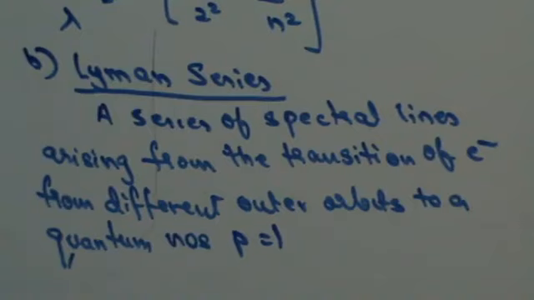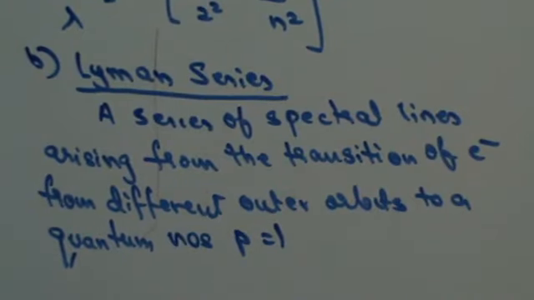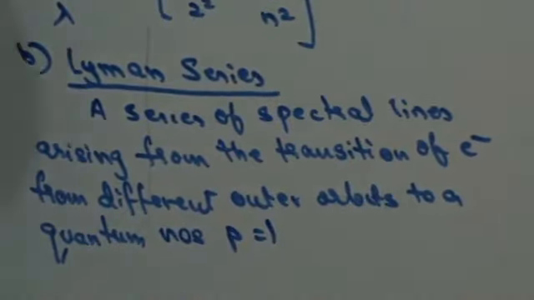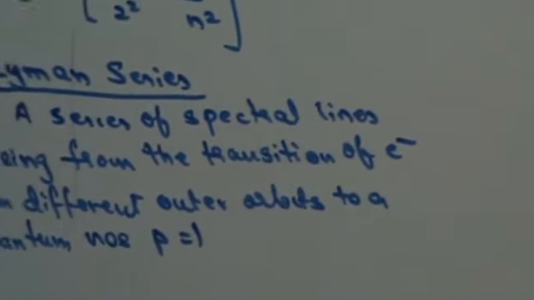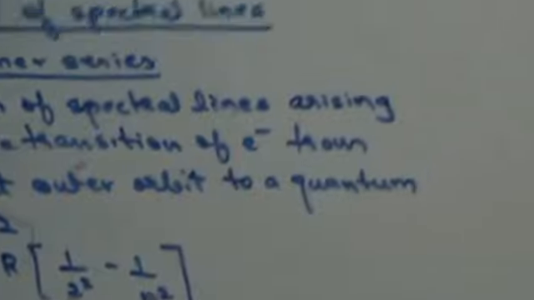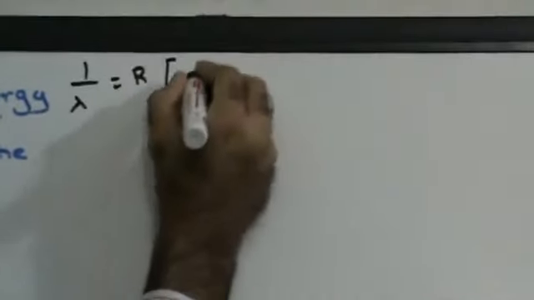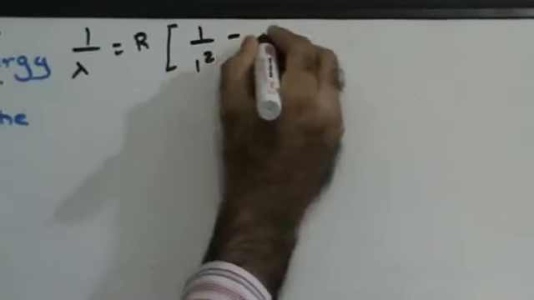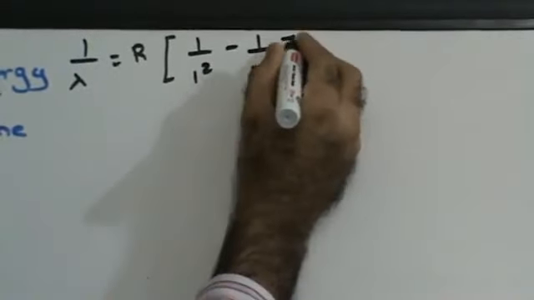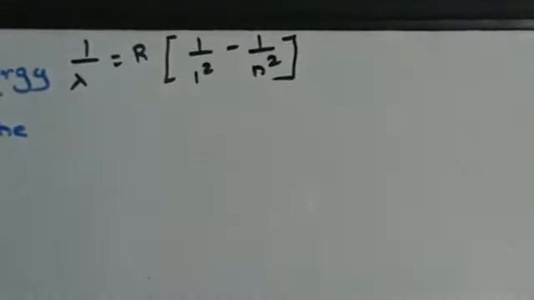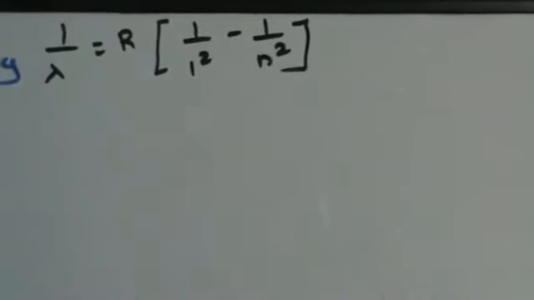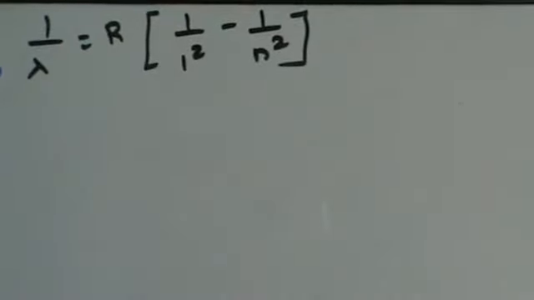So in this case, for Lyman series, my equation will be 1 upon lambda is equal to R times (1 upon 1 square minus 1 upon n square). Right, do we get this clear? So do we understand Lyman series? Let's talk a little more about Lyman series.